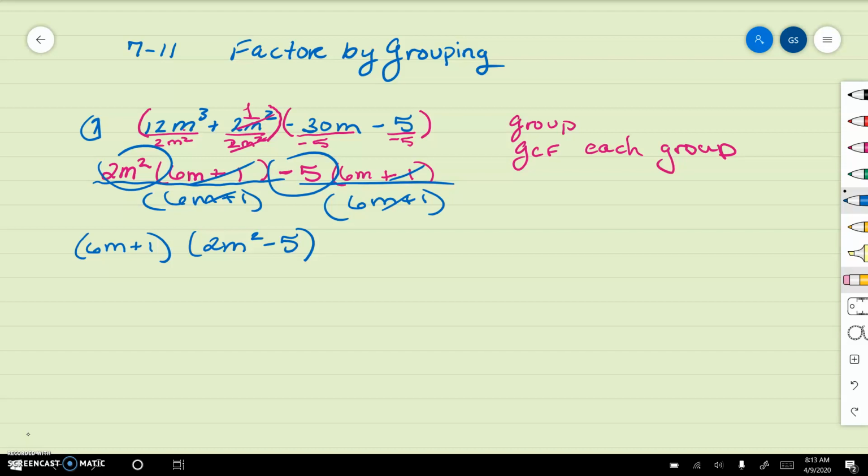All right, so that's the first example. Okay, if you didn't get all of that written down, please pause, write it down. If you have any questions, come online at 11 o'clock and ask me some questions about this.